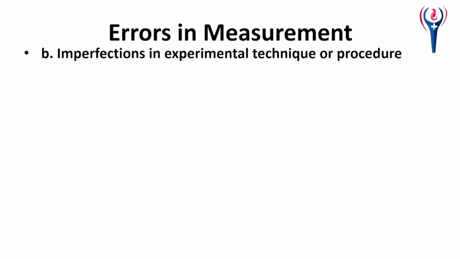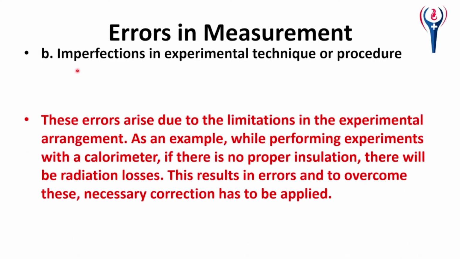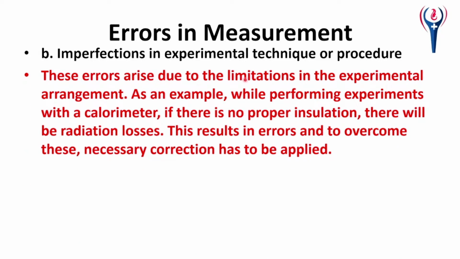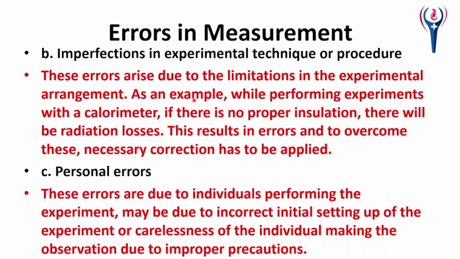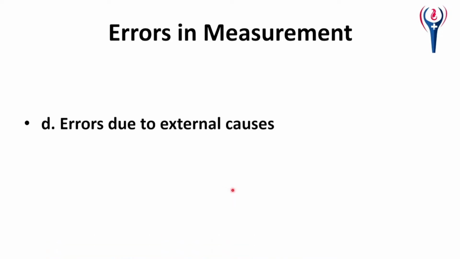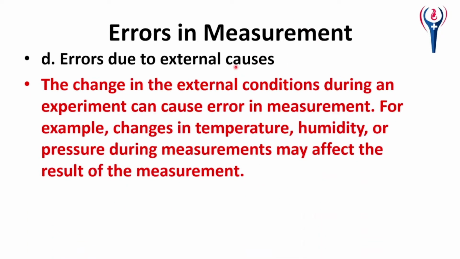Imperfections in experimental technique or procedure. These errors arise due to the limitation in the experimental arrangement. As an example, while performing experiments with a calorimeter, proper insulation should be done. That proper precaution should be taken, otherwise error will occur. That is imperfection in experimental technique. Personal error. These are due to individuals performing the experiment, due to incorrect initial setting. Initial setup should be made. If that is not done, personal error will occur. Errors due to external cause. There is a change in the climatic condition, temperature, humidity, pressure. That is the errors due to external causes.